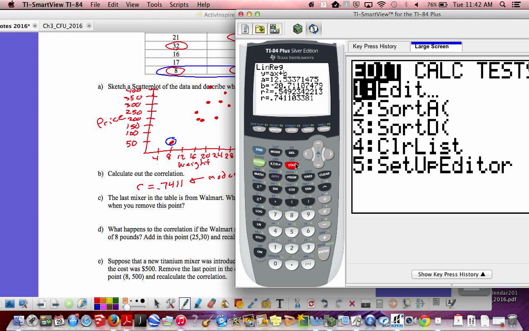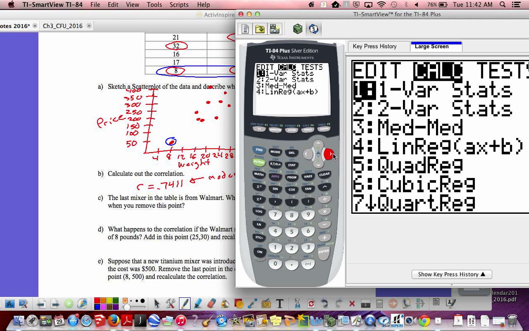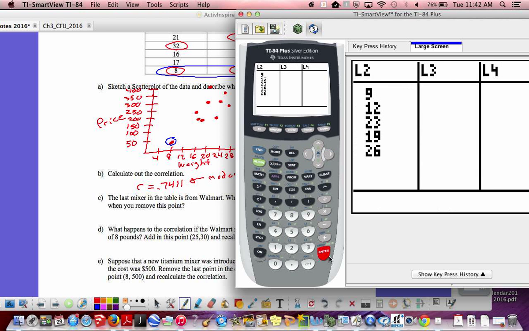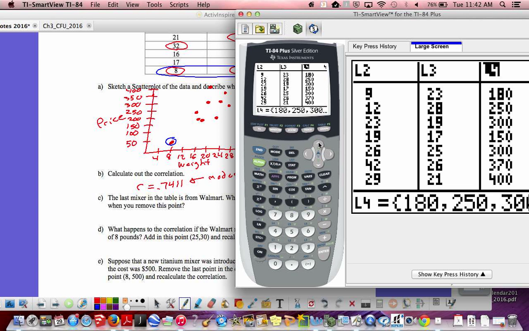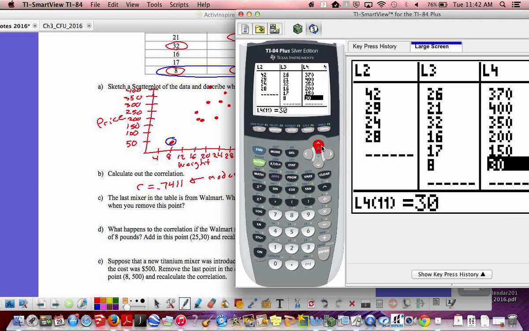Okay. So I'm going to go to Stat. I'm going to go to my Edit. I'm going to go to List, bottom of List 4, and I'm just going to highlight 830, and I'm going to delete it. See how it removes the point 830? Highlight 8, and it removes. And if I hit delete, it removes just that point.